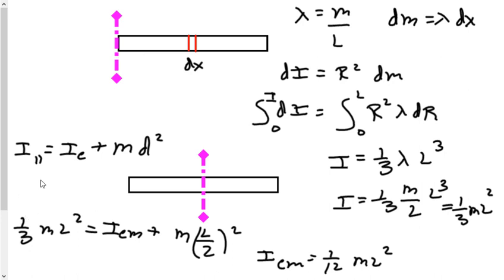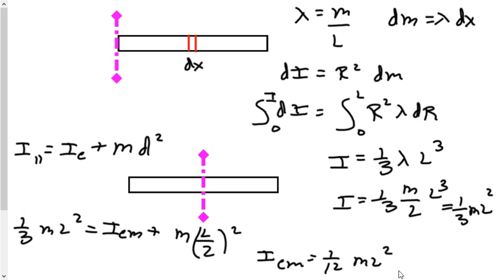So the parallel axis moment is our 1/3 ml squared. This axis is parallel, but not through the center of mass. So we're going to do 1/3 ml squared equals I center of mass, which is this one here, plus m times L over 2 squared. Why? Because this parallel axis again is 1/2 L away from the center of mass. And if you calculate that out, you're going to see that I center of mass is 1/12 ml squared.